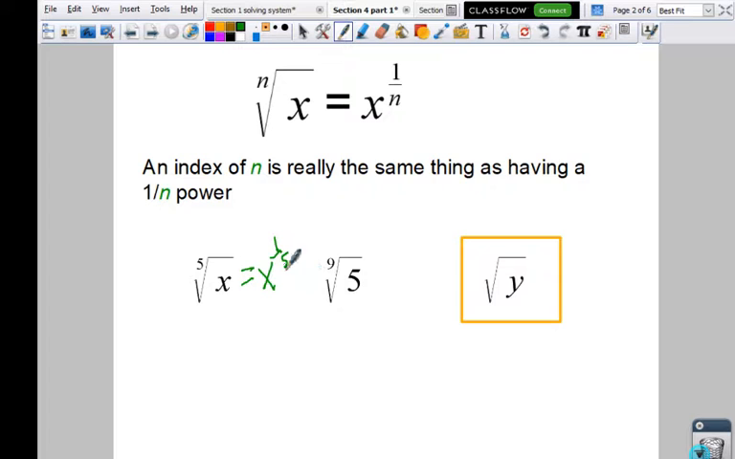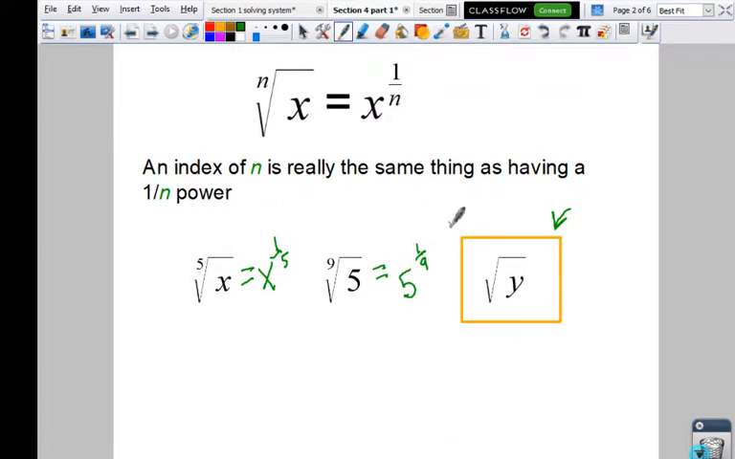Look at this. This next one, the 9th root of 5, is really the same thing as 5 to the 1 over 9. That's it. Let me rewrite that so it looks a little better. That'll be 5 to the 1 over 9. First thing, last problem, I want you to rewrite the square root of y in exponent form.